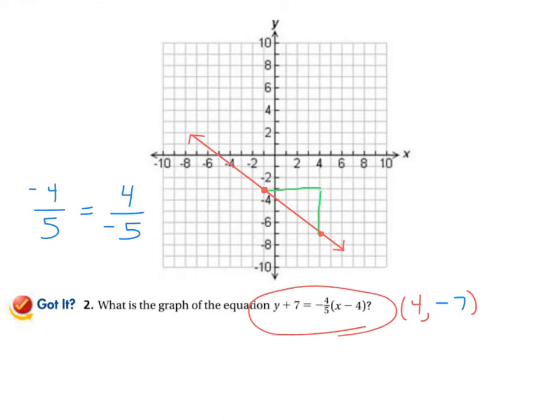How did we do it? We first identified what point, and that says -4, so we had x was 4. That says +7, so x was -7. 4 comma -7 is our first point, and then we rise and run whatever the slope says. The negative can be either on top or on the bottom, depending on what we want to do. I put it on the bottom so that we could rise 4, run -5. We had 2 points and connected them.